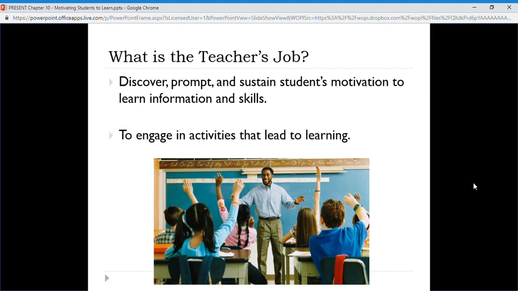What is the teacher's job in all of this? Well, as a teacher, we want to discover what motivates the student and be able to sustain their attention during class and sustain their motivation to learn new information and new skills, and overall keep students engaged in the classroom.